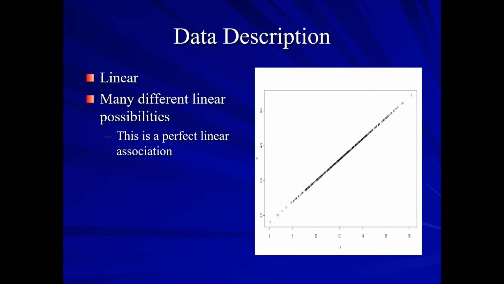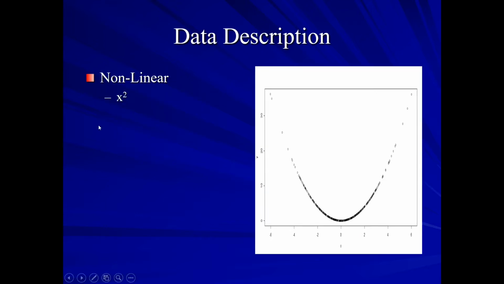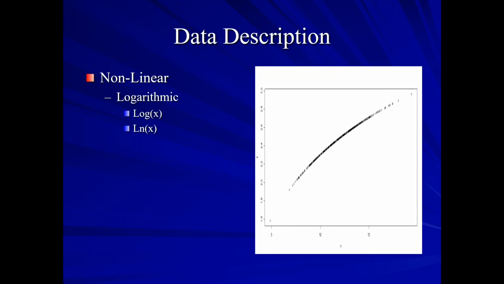There are many different linear possibilities. Here I've got perfect association. Every x variable is perfectly associated with every y variable, but notice, this is linear. Here I've got nonlinear. Notice, this is a parabola. This is x squared. This does not mean there's not an association. This means there's not a linear association. So this is nonlinear. Here I've got exponential. Notice this is an exponential curve. Again, there's an association. It is just not linear. Here I've got logarithmic. This is a logarithmic curve. And again, there is an association, but it's not linear.